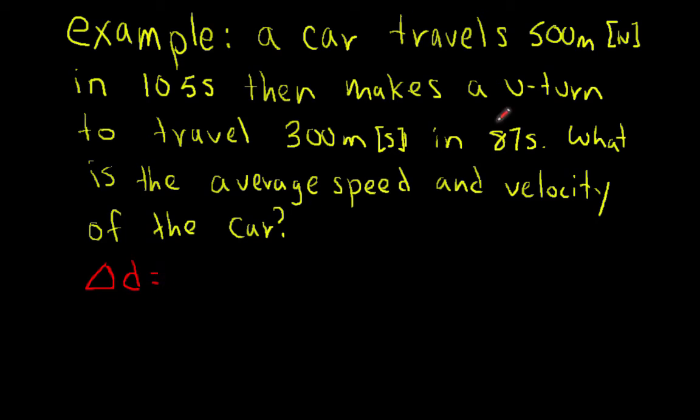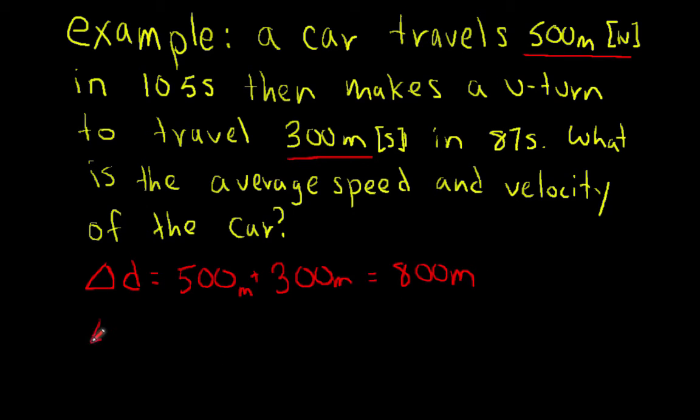The first thing we do is calculate the total change in distance. This comes from the 500 meters and the 300 meters. 500 meters plus 300 meters equals 800 meters. Because distance is a scalar, we could just add the numbers together.